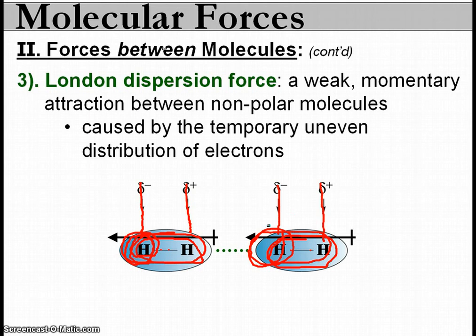If this happens simultaneously, then we're going to have a very slight attraction between positives and negatives, just like in a dipole-dipole interaction. So this is a very weak, very short-lived attraction, and it only occurs between non-polar molecules which just happen to have an unequal distribution of electrons.